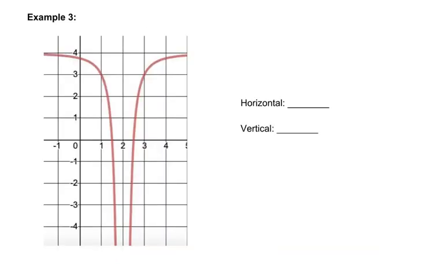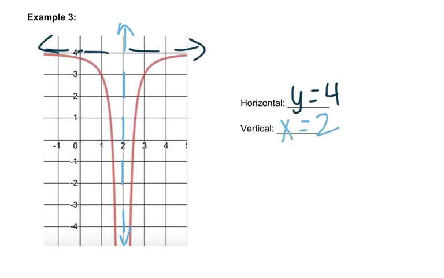Last one here, example 3. I'm going to start with the horizontal asymptote. It's looking like it's up here at y equals 4. Always remember you have to do y for horizontal. And then my vertical is going to be right down here. Remember, for vertical, we always use x equals 2. And then I'm done.